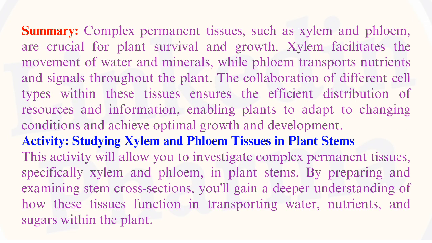Summary. Complex permanent tissues, such as xylem and phloem, are crucial for plant survival and growth. Xylem facilitates the movement of water and minerals, while phloem transports nutrients and signals throughout the plant. The collaboration of different cell types within these tissues ensures the efficient distribution of resources and information, enabling plants to adapt to changing conditions and achieve optimal growth and development.